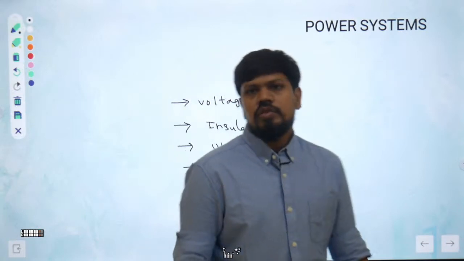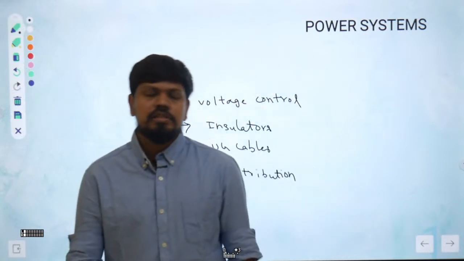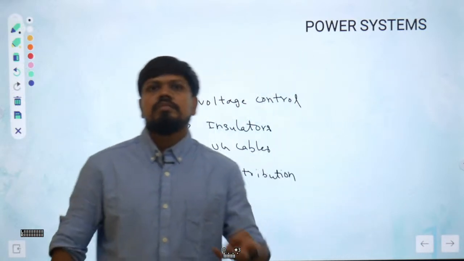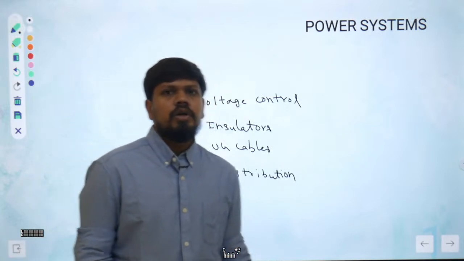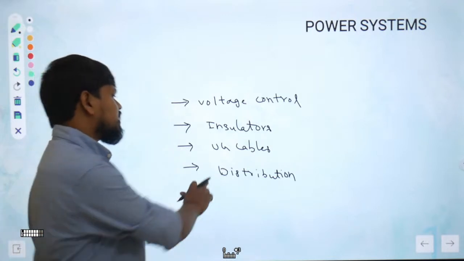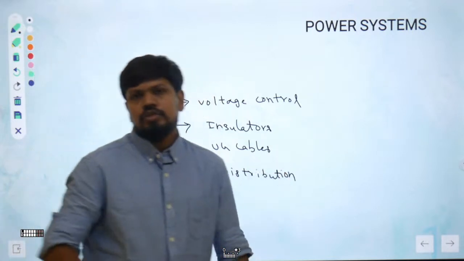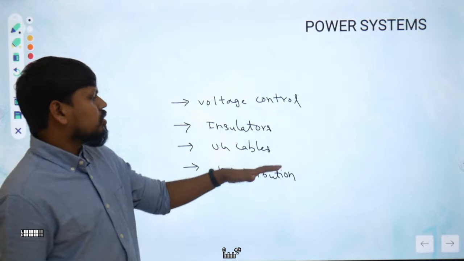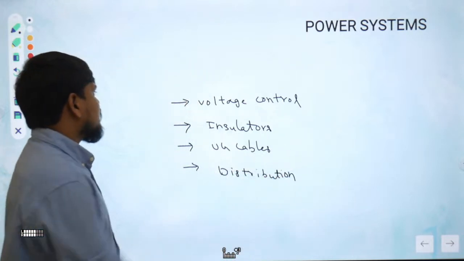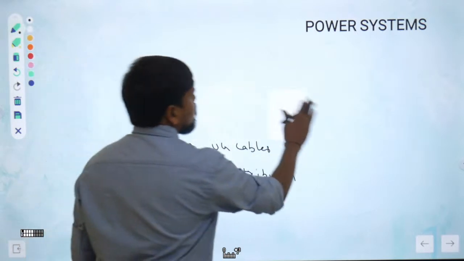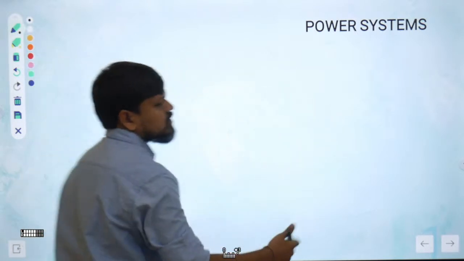In distribution we have different distribution models like the radial distribution system, ring main distribution system, and interconnected distribution system. They may give some questions from distribution also, though it may not be so important for us. I will explain that in other sessions. So this is all about the transmission and distribution concepts in power systems.